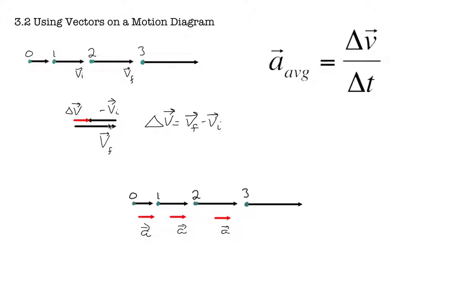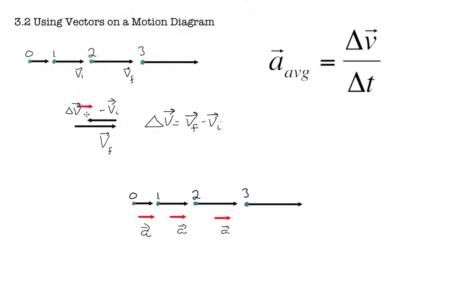And you can see that when I add these two arrows tip to tail, the beginning of the chain is over here. The end of the chain is over here. So this red arrow is the resultant. This red arrow is the change in velocity. This red arrow points to the right. So from time 1 to time 2, the change in velocity is to the right. And since the change in velocity has the same direction as the acceleration, the acceleration must point to the right as well.